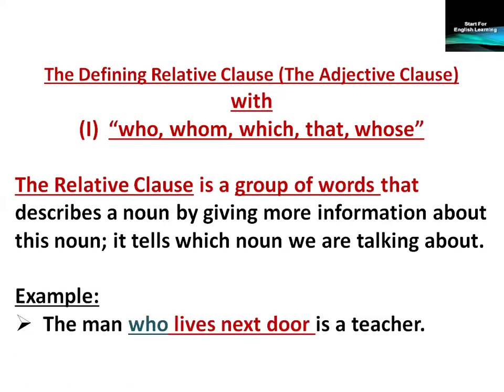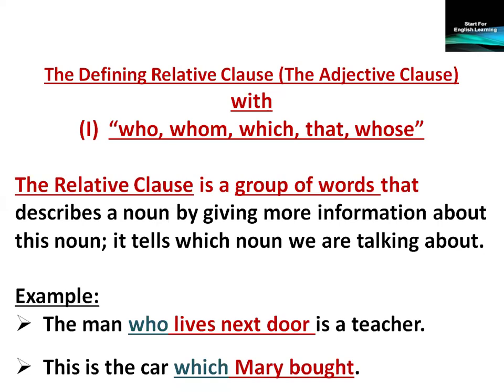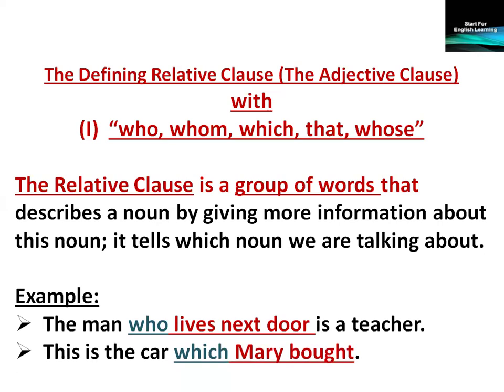Example: the man who lives next door is a teacher. Who lives next door is the relative clause that describes the man. Who lives next door comes next to the noun it describes, which is the man. This is the car which Mary bought. Which Mary bought describes the car. It comes right next to it.